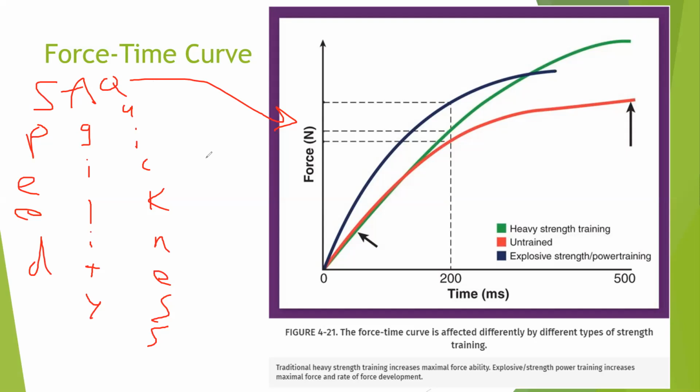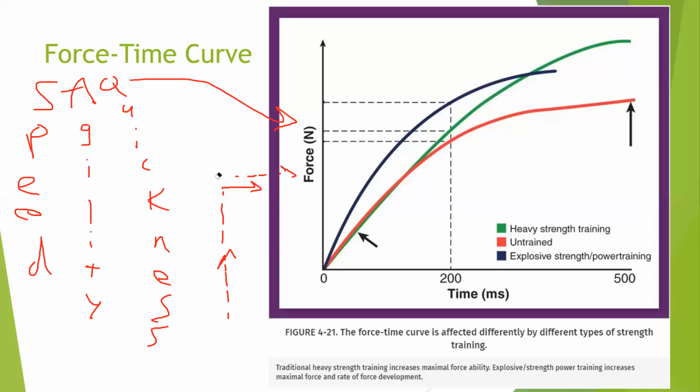Agility is how fast you can go and then change directions without losing speed. So if somebody is agile, they can be running in a straight line and then change directions and lose a minimal amount of speed.